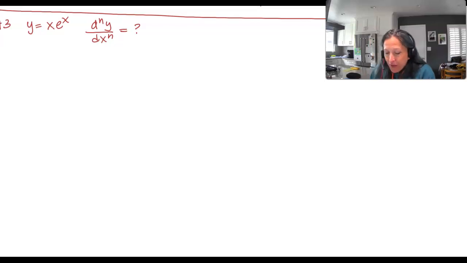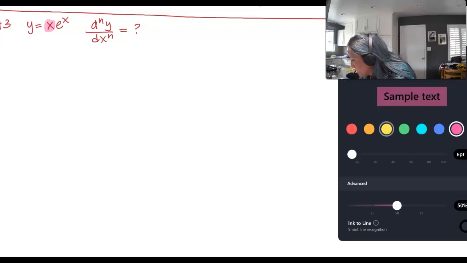All right, number three makes me excited just to look at because I realize that I'm trying to find the nth derivative. That means it's just a game of patterns that I should be able to discover. And we're not doing anything too wild. It's just x e to the x, things I know how to deal with. But x e to the x is a product rule question, right?